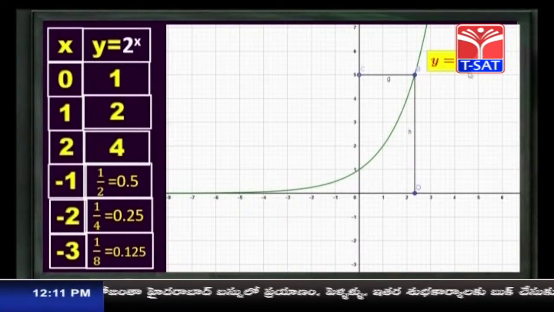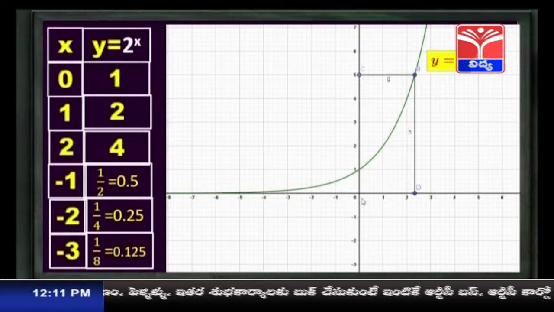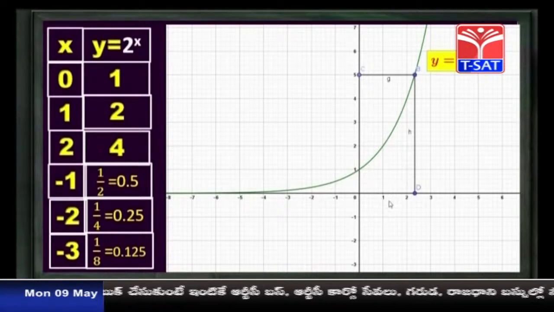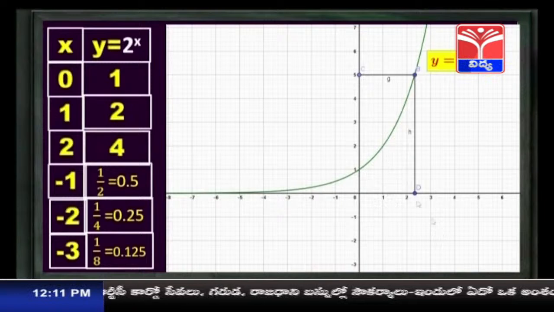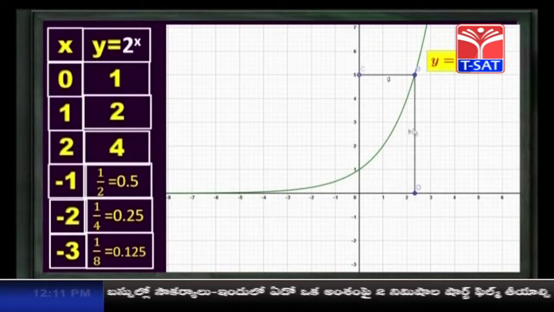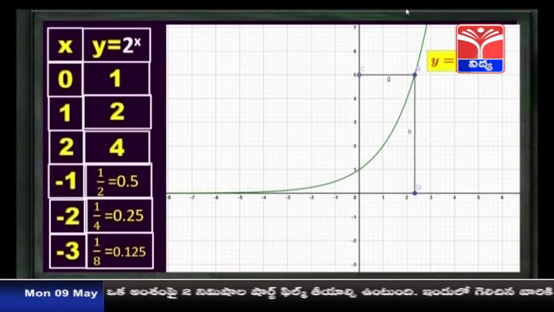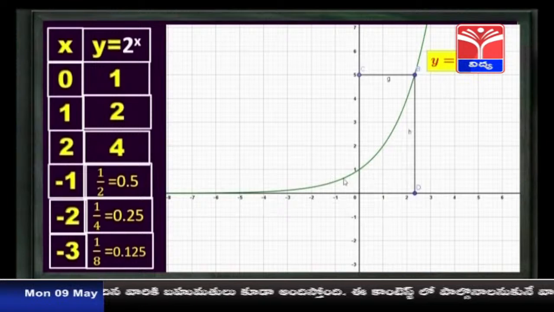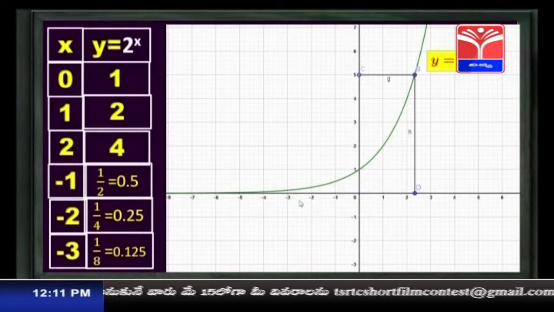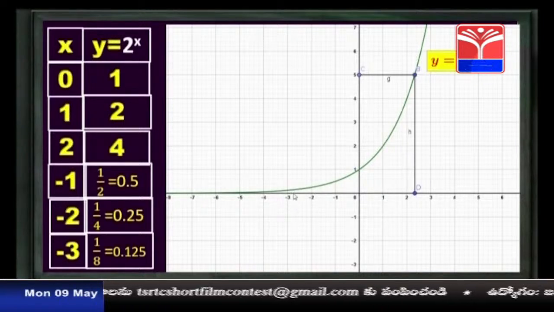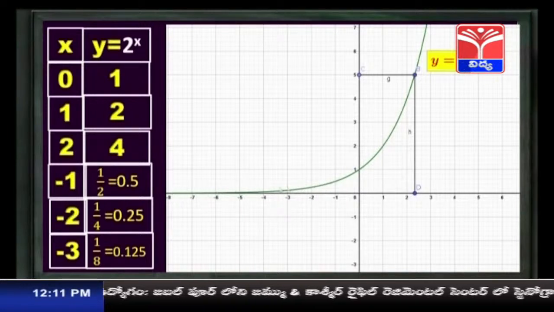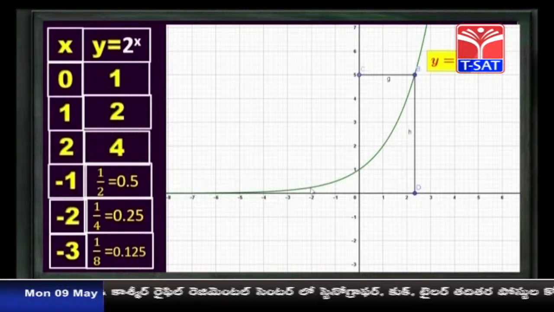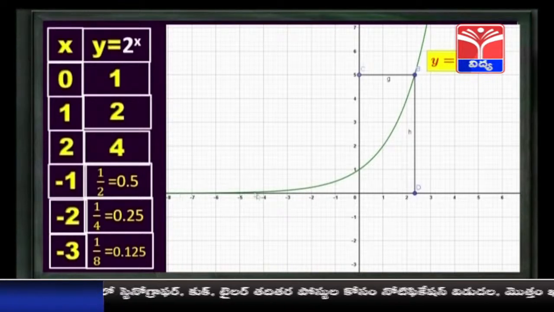So this is the graph for y is equal to 2 power x. The points: if x is equal to 0, y is equal to 1. If x is equal to 1, y is equal to 2. If x is equal to 2, y is equal to 4, and x is equal to 3, y will be 8 here. If you take the negative side, if x is equal to minus 1, y is equal to 0.5, x is equal to minus 2, y is equal to 0.25, if x is equal to minus 3, y is equal to 0.125, and so on it is going like this. If you take x equal to minus 10 also, it will not touch the x axis.